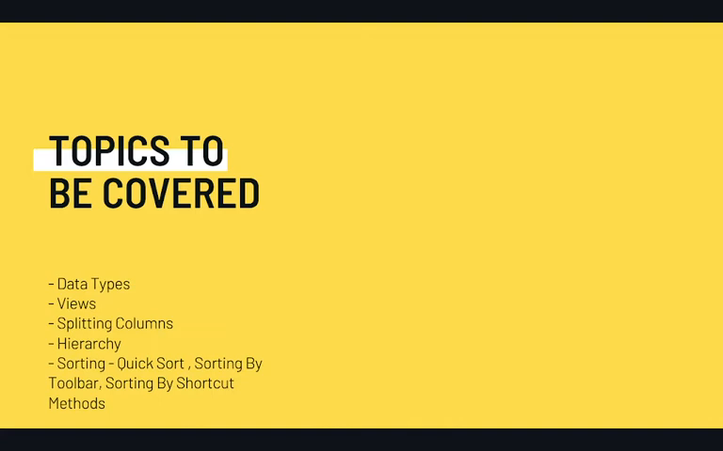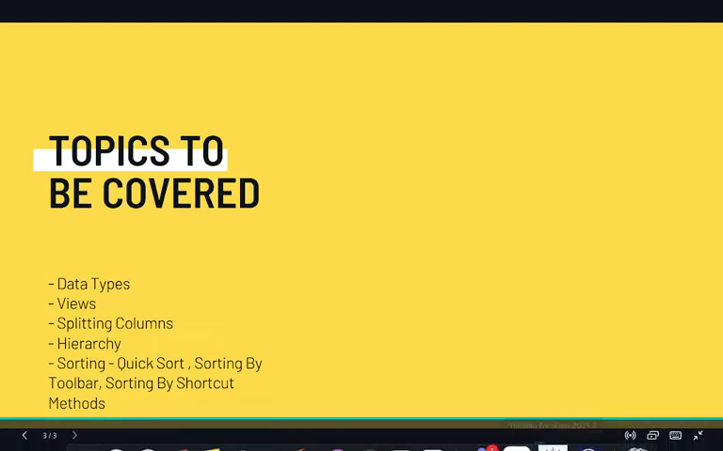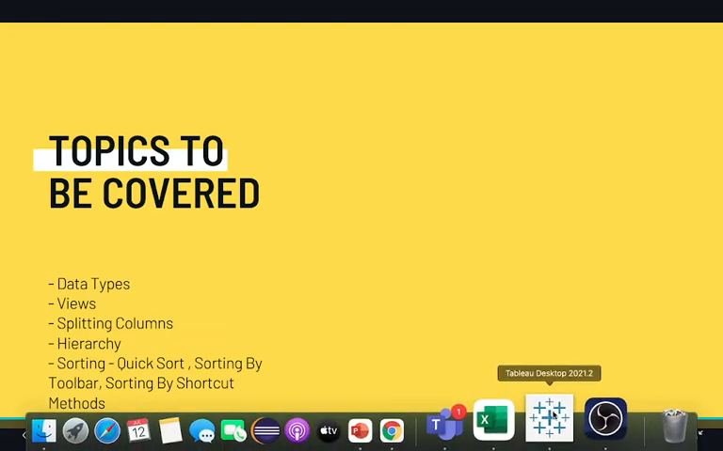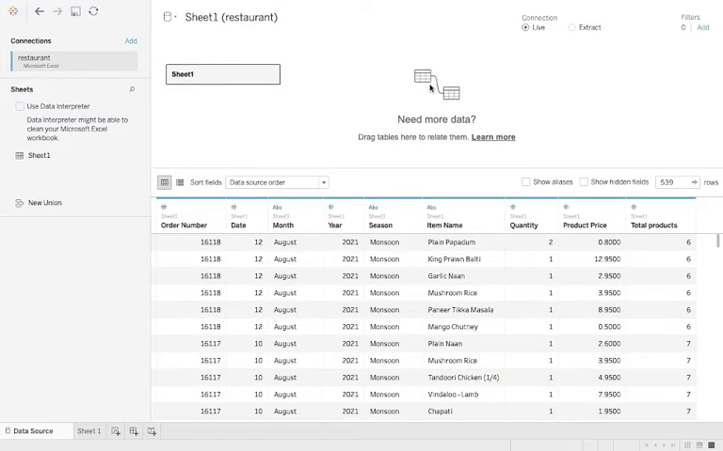So we'll be talking about data types, we'll be talking about views, then we'll be splitting some columns, we'll be understanding hierarchy, and then we'll be understanding various sorting that we have in our software, that is quick sort, sorting by toolbar, sorting by shortcut methods, and various others. So let us get started with it. I already have a Tableau desktop installed on my system. You can easily download it from Google. It is compatible with Mac OS as well as with your Windows and Linux, so you can download it.